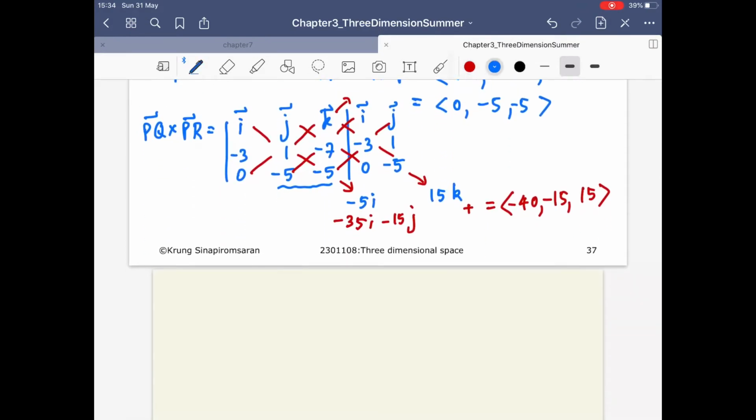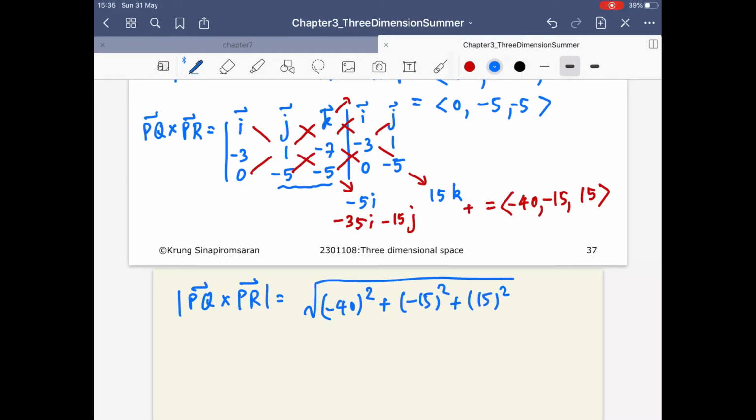Next, you are going to find the magnitude or the length of the cross product. So it is a square root of, let's see, -40 squared, -15 squared, and also 15 squared. Okay, so it again depends on how good your algebra is. If your algebra is so good, then you may pull out the 5 from each of the components, and then the calculation will be a lot easier.